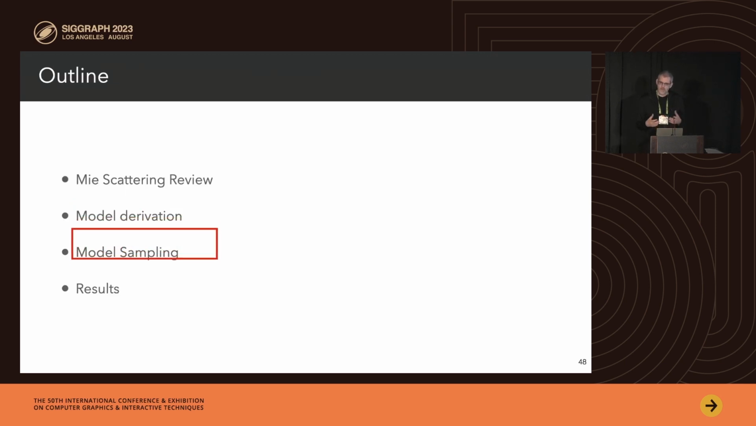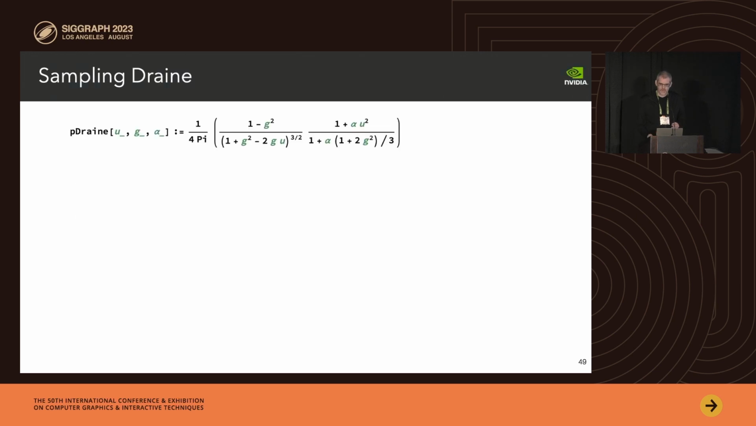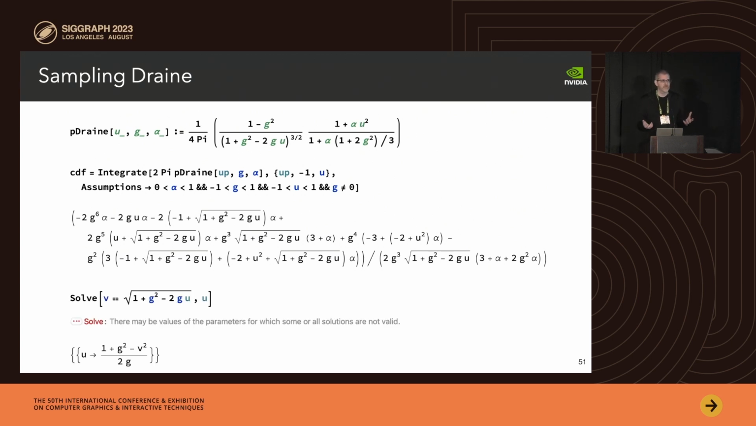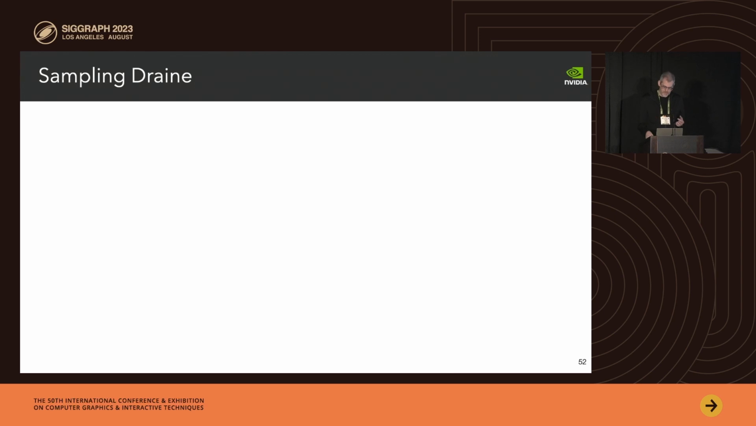And so now how are we going to sample this thing? It is published in multiple papers that there is no CDF inversion for Draine or Cornette-Shanks, and we found that actually not to be the case. Relying on Mathematica, working out the CDF as usual is no problem, and noticing that this square root term is the same, doing just a simple substitution, introducing a new variable v for that, and giving that to Mathematica after substitution, it quickly finds that you can do CDF inversion for the cosine by solving a quartic equation.